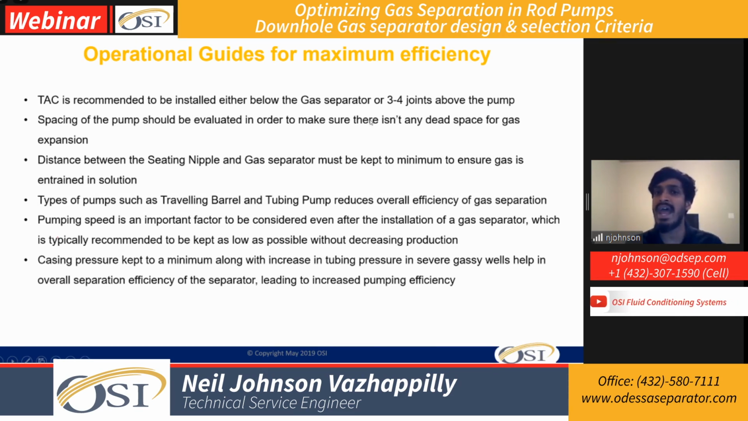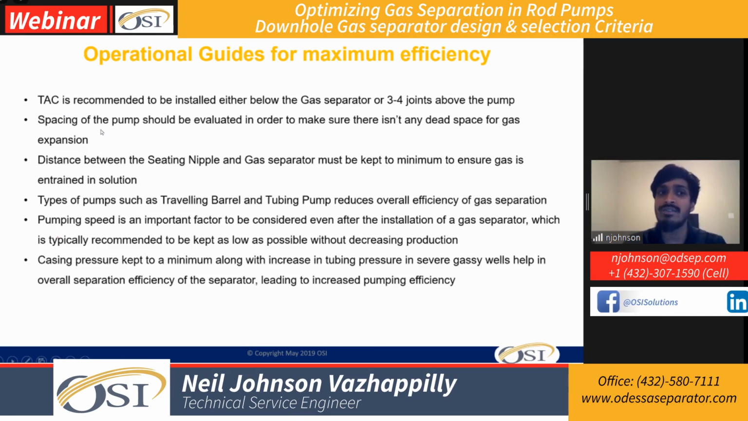The reason for that is, and y'all must have heard of it already, but just to emphasize it more, if we have the TAC right at or below the seating nipple, it creates gas pockets right at the intake of the separator, which can affect the overall separation efficiency. So that is one thing that needs to be considered no matter what kind of separator we use.